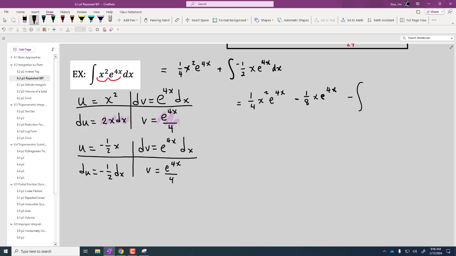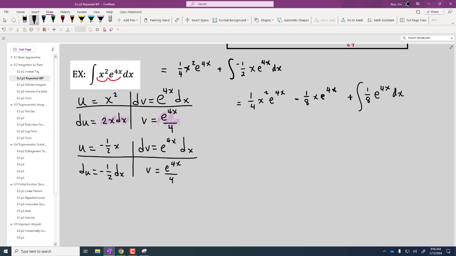All right, so minus the integral. Again, we don't have to distribute a minus sign because we already took care of it. So minus the integral of v du. Now we look down here, and v du is negative. So if v du is negative, that's going to change this to a plus. And then we have 1/8 e to the 4x and dx.